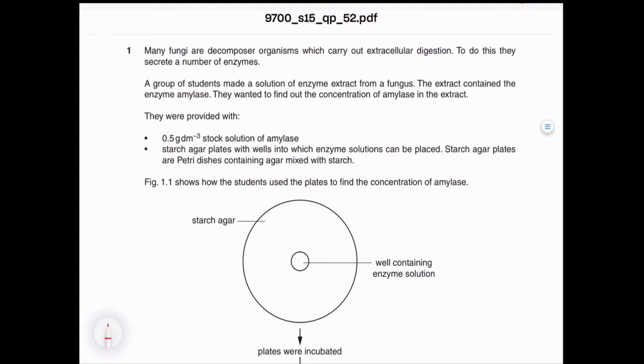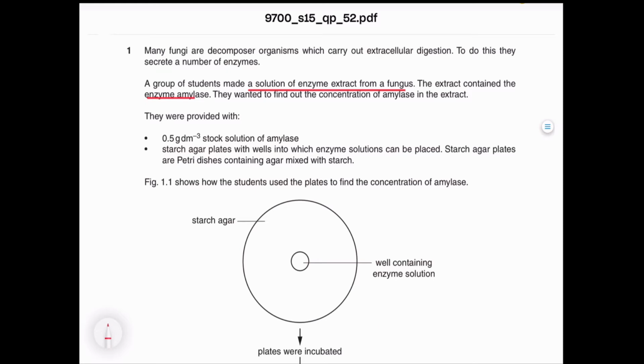So I will guide you on the skills of paper 5 planning with reference to this past year question, which is May June 15 question paper 52, question 1. So for all planning questions, before they start, they will usually tell you the aim of the experiment. So for this experiment, students are trying to make a solution of enzyme extract. And this extract contains the enzyme amylase.